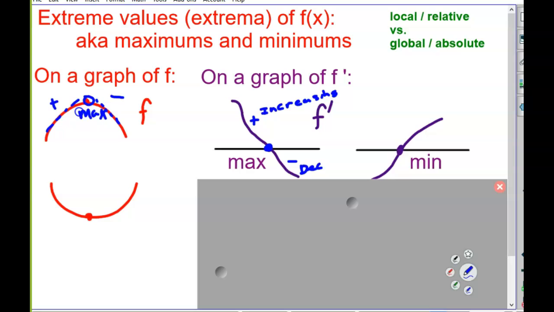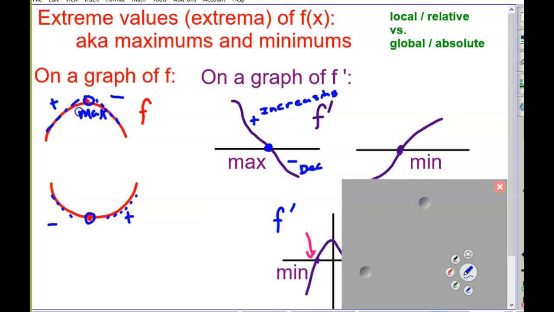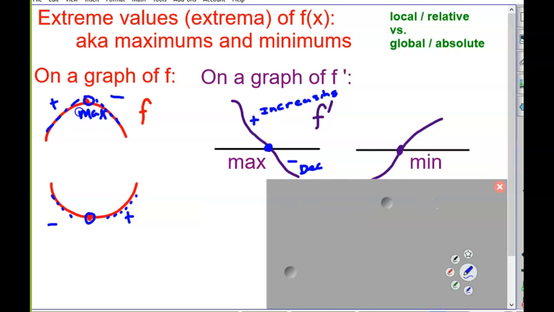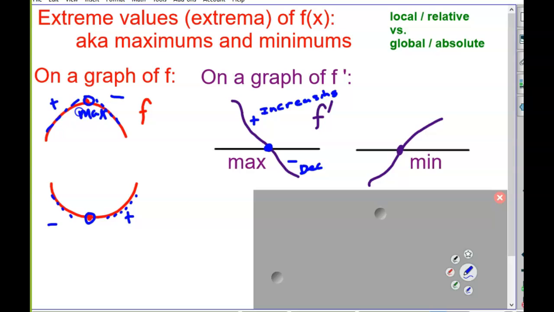Well, what about a minimum? Well, what do we know about the slopes leading up to it? They're decreasing. Then we have a zero slope, and then my slopes are increasing. So, we go from decreasing to zero to increasing. Okay, and again, your sign chart can really help you out.